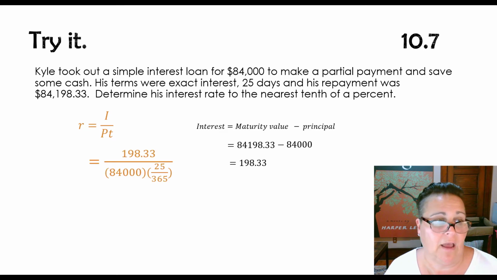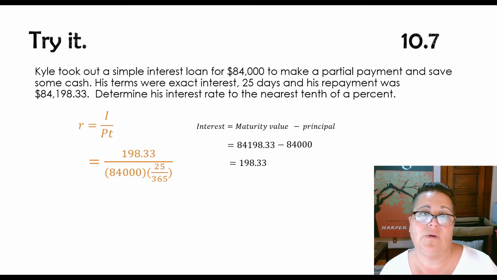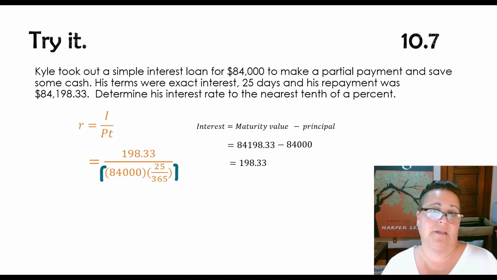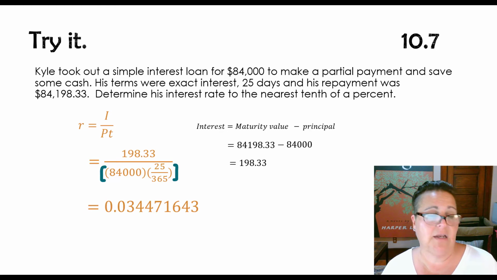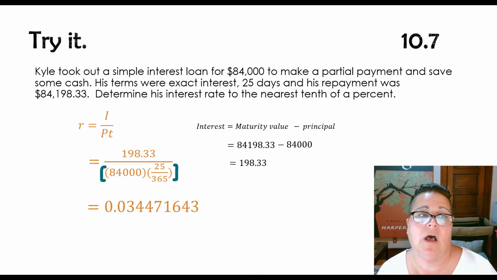So now I have interest rate is $198.33 over $84,000 times 25 over 365. Again, there's multiple things in that denominator, so I want to make sure that I'm using parentheses to isolate it. And when I do that, I get 0.034471643. I need this as a percent, to the nearest tenth of a percent.